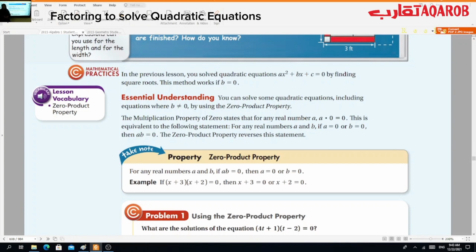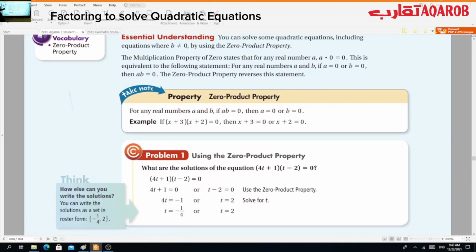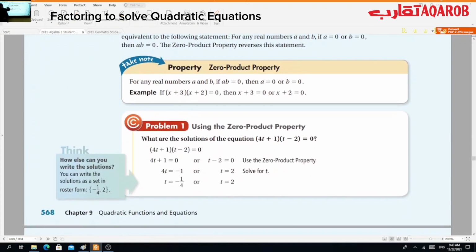After that, you will find x equals what, or the variable equals what, according to the zero product property. The zero product property tells you that for any real numbers a and b, if a times b equals 0, you have two options, as you can see here. Either a equals 0 or b equals 0.